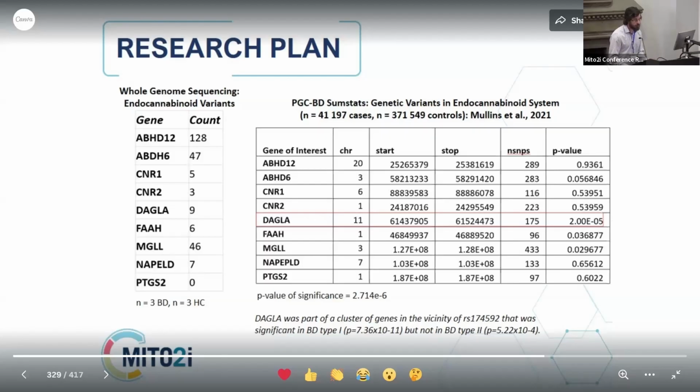However, the original publication did also find that DAG lipase alpha was part of a cluster of genes in the vicinity of this SNP that was significant in BD type 1, but not BD type 2. So there is genetic evidence suggesting that DAG lipase alpha plays a role in bipolar disorder.